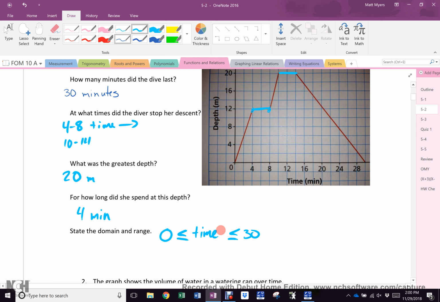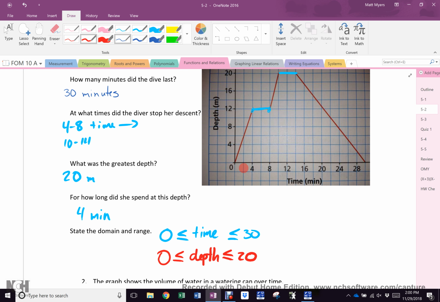You should put time. What's the range? 0 depth to what? 20. No. What's each square worth? Check your scale. All right, everybody cool?